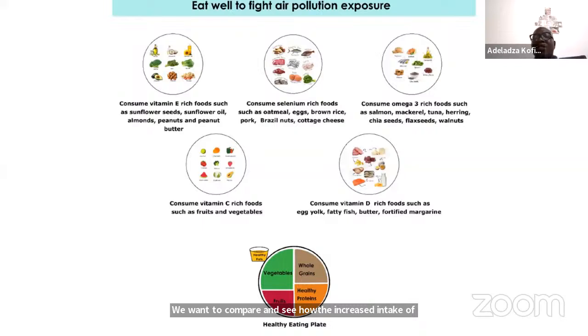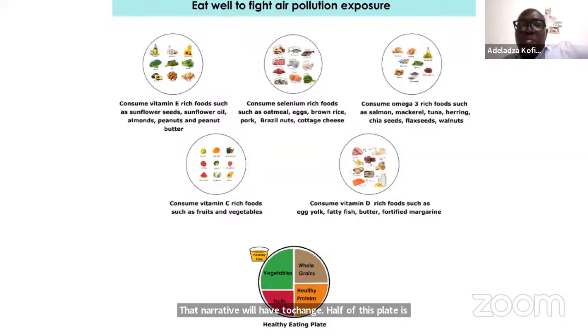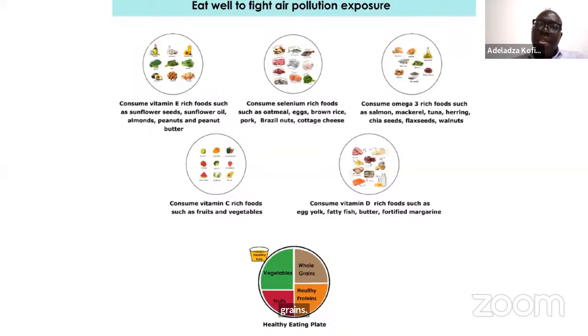So the question here is that, do I have to start picking and choosing what I want to eat? No. The plate down there is what we call a healthy eating plate. So in Africa, you realize that about half of this plate is our carbohydrates. That narrative will have to change, where half of this plate is vegetables and fruits. Then you have your proteins, then you have your whole grains. So if your plate is like this on a daily basis, and you are exposed to air pollution, of course, it's going to help to cut back on the health risk. And there is emerging literature that supports good nutrition and attenuation of air pollution health effects.